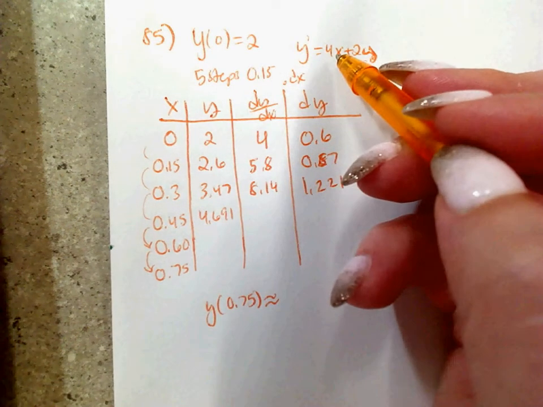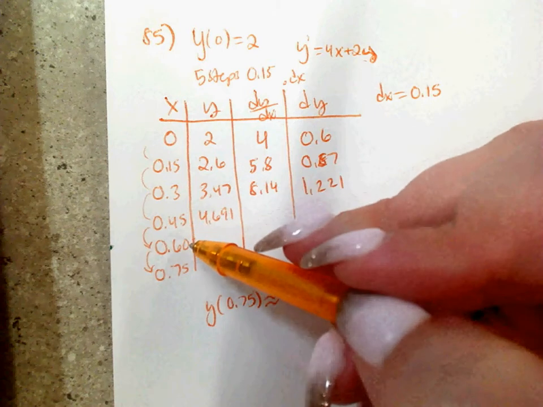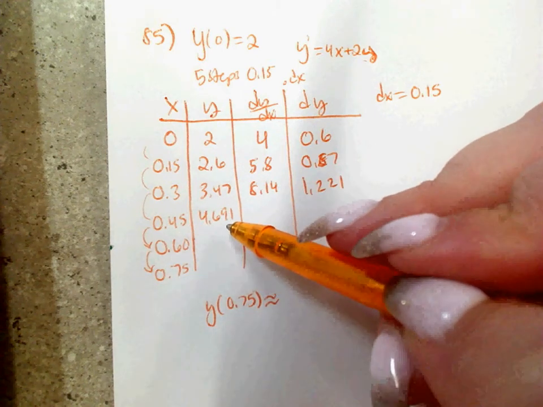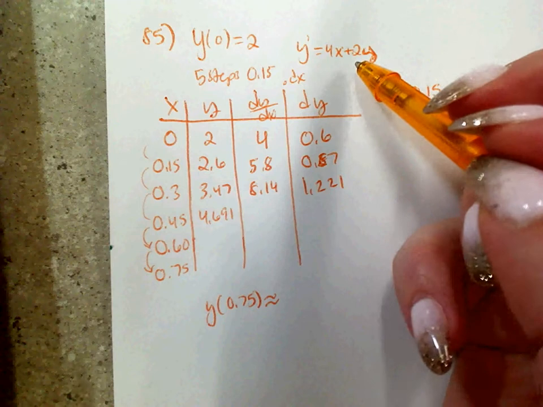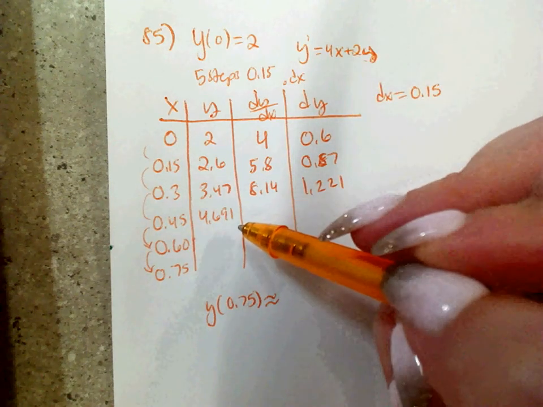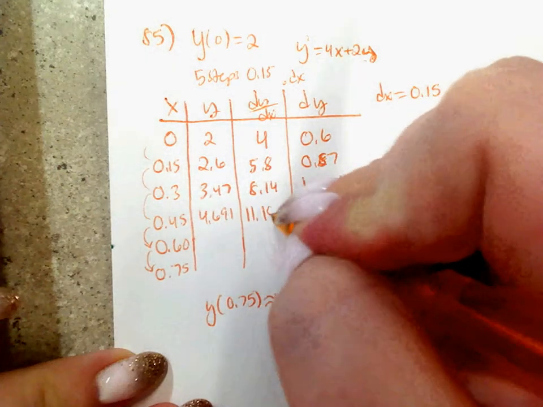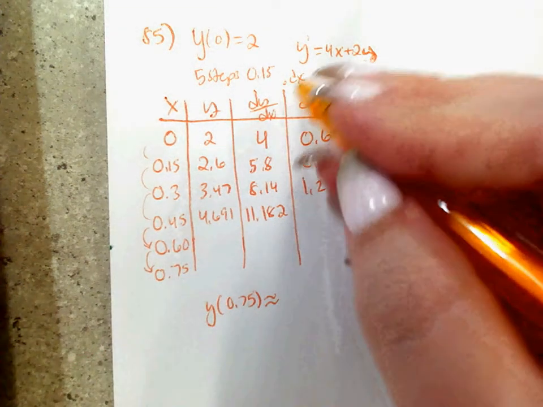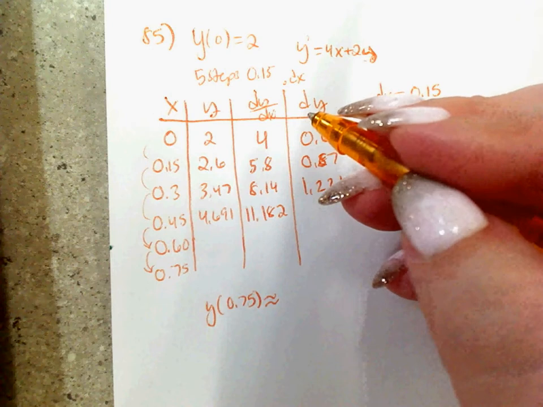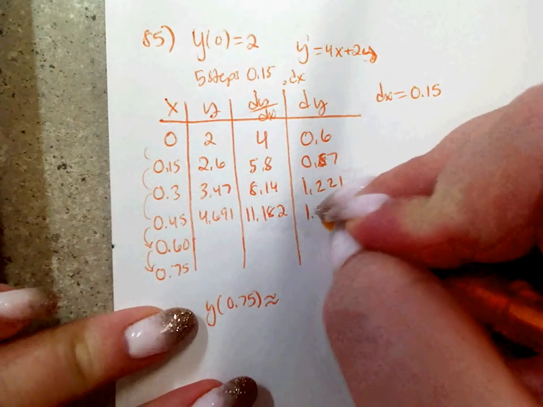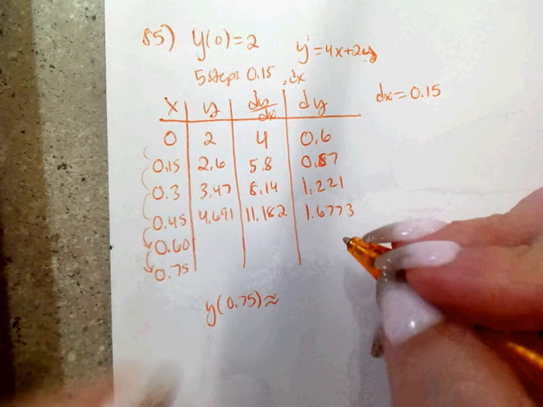Plug that in, so 4 times 0.45 plus 2 times 4.691. That gives me 11.182. Multiply that times the change in x, so times 0.15. 1.6773. Add that to 4.691.